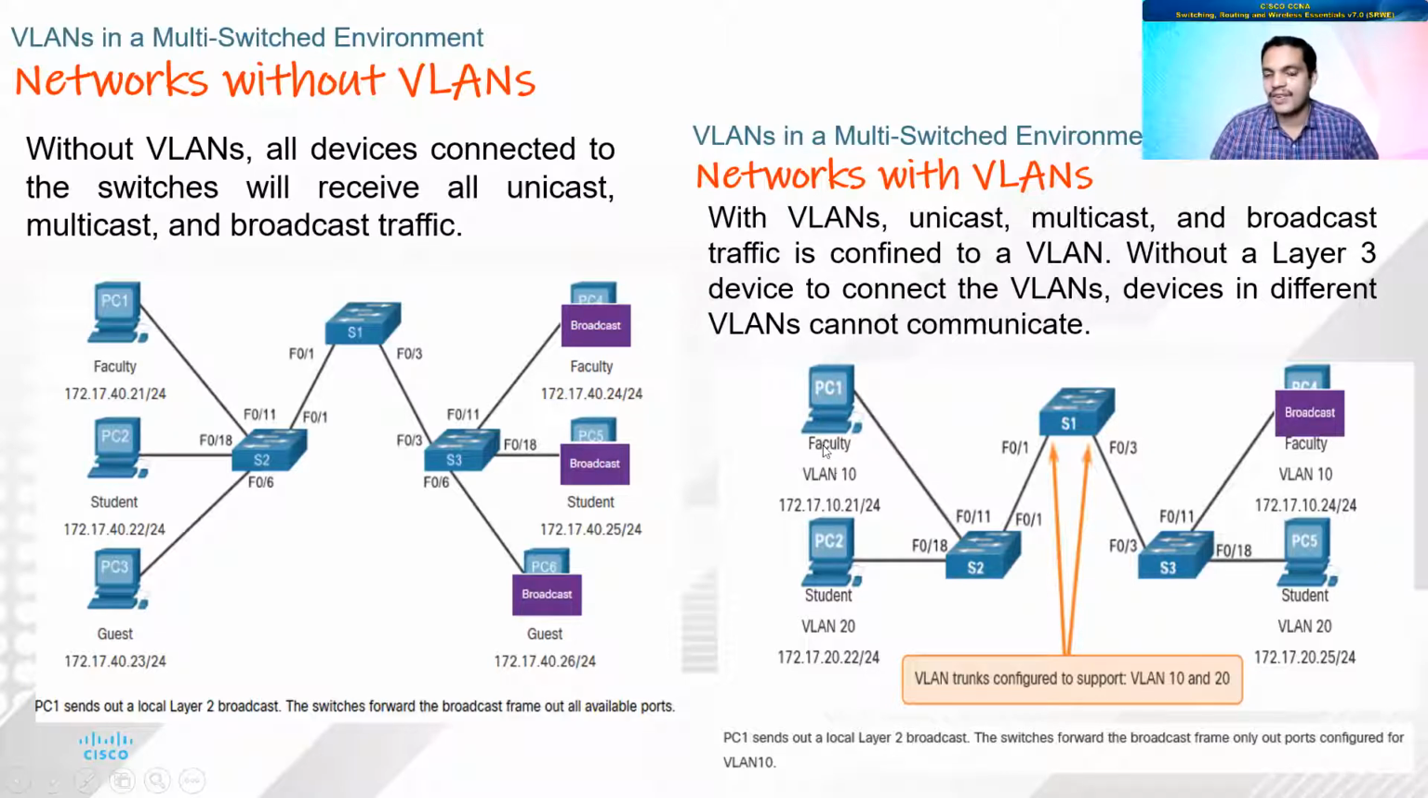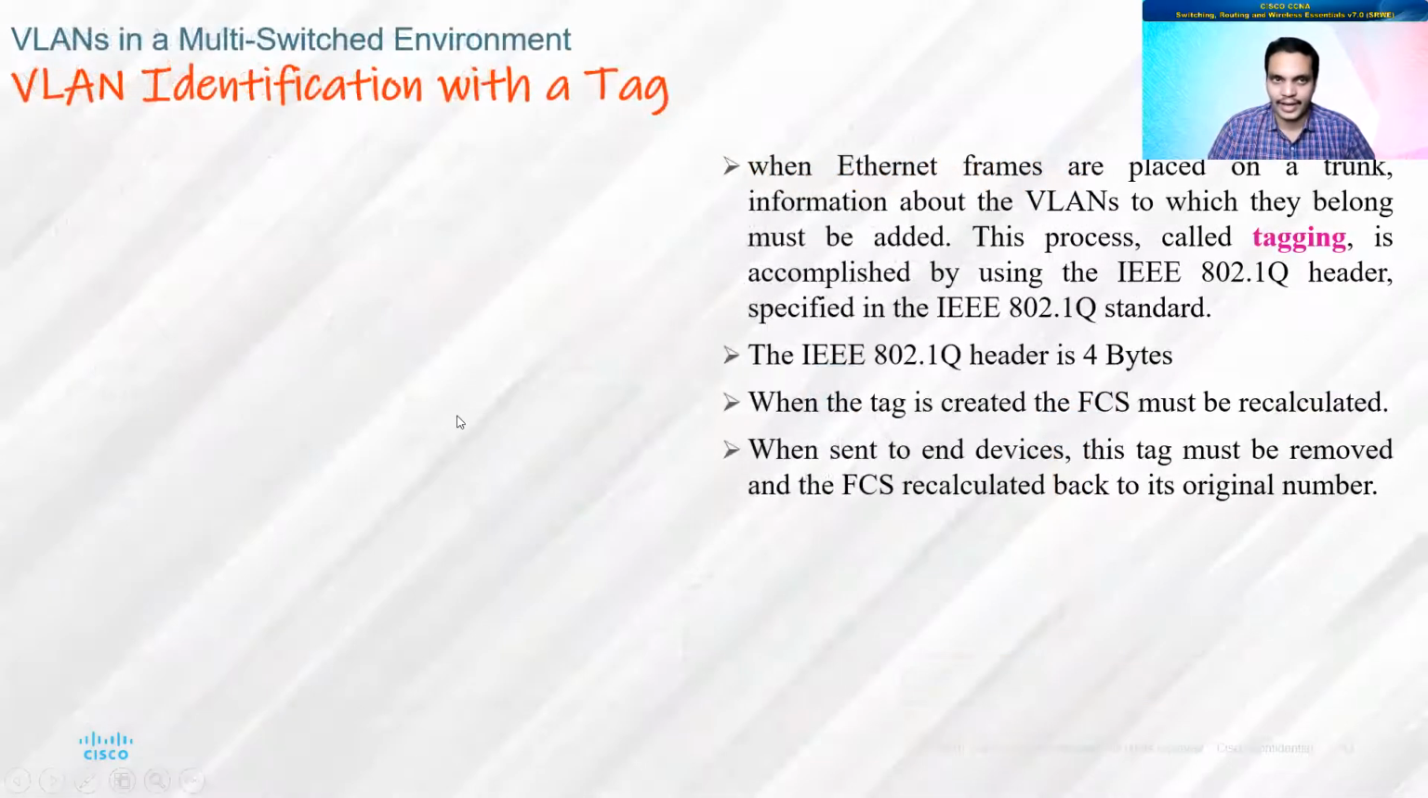You see, if the traffic is sent from VLAN 10, it is received only by the VLAN 10 devices. Now, if PC1 sends a broadcast, this PC1 belongs to VLAN 10. So whatever devices belong to VLAN 10 only will receive the broadcast traffic. Earlier, this broadcast traffic was received by everybody. Okay, so this is what it is. This is a layer 2 broadcast.